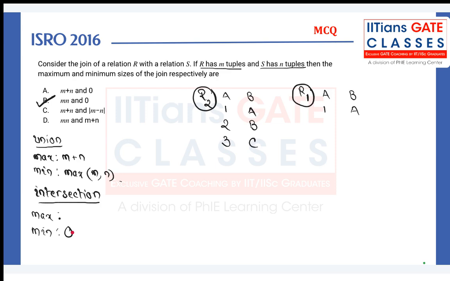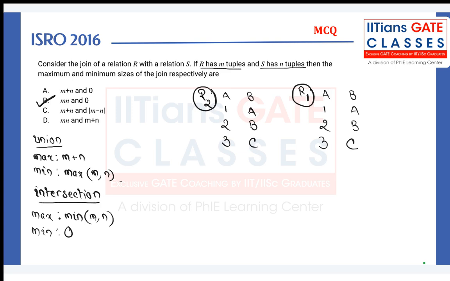Look at this example. The example is present in front of you. Min of m comma n. Very good. Max we can get is min of m comma n. Let's say if both of them would have been the same, you would have gotten the same relation. So min of m comma n, min of 3 comma 3 is 3 only. So this is what you get.